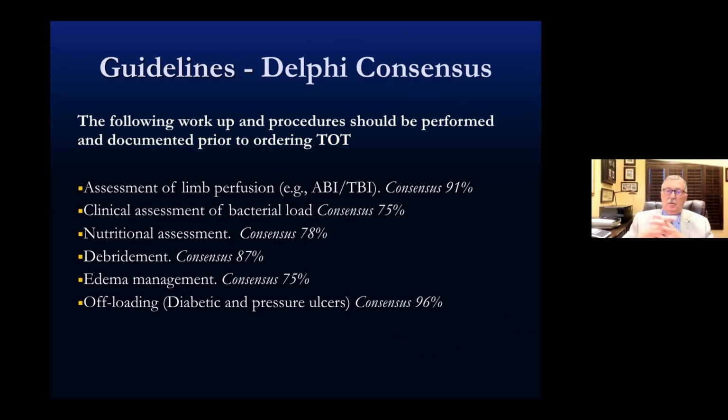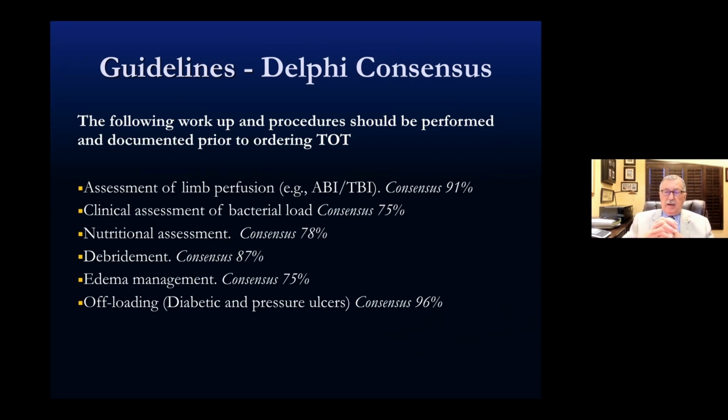It was felt by these wound experts, again using the Delphi consensus method, that prior to initiation of topical oxygen therapy, there should be assessment of limb perfusion, ABI, TBI. That's important. Just like with hyperbaric oxygen, if somebody has an ischemic wound, they should be considered for revascularization prior to being committed to either hyperbaric or topical oxygen therapy. So assessment of limb perfusion was felt to be important.